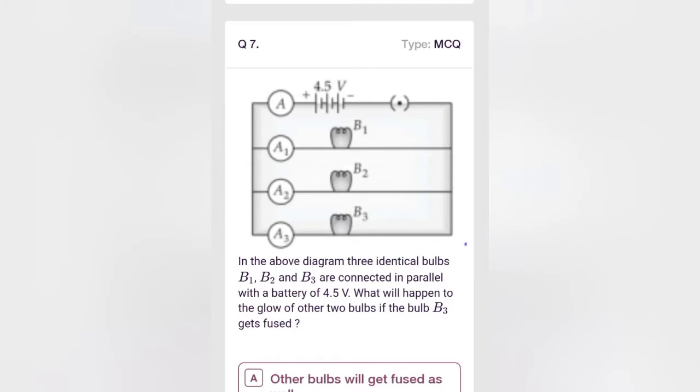Seventh question. In the above diagram, 3 identical bulbs B1, B2, B3 are connected in parallel with a battery of 4.5 volts. What will happen to the glow of the other bulbs if the bulb B3 gets fused? In this parallel connection, suppose B3 gets fused, so no current will be flowing here. The current will be 0 in this branch.